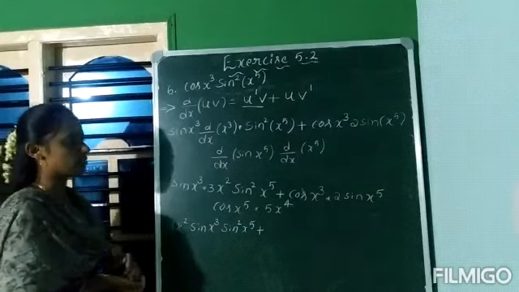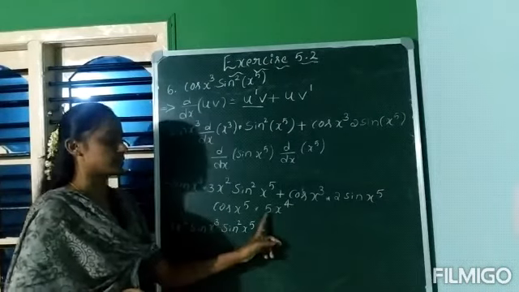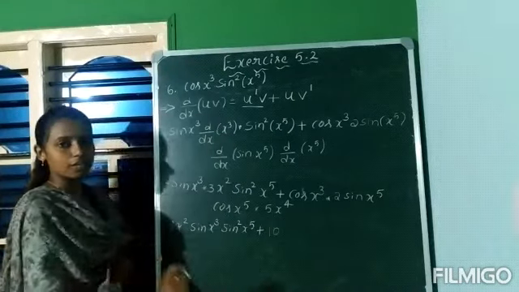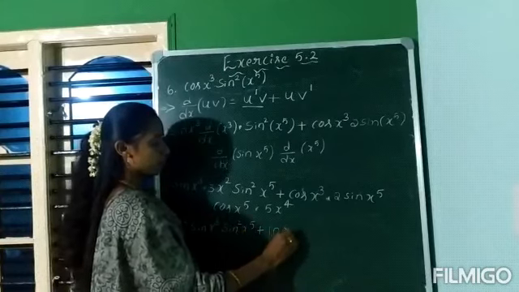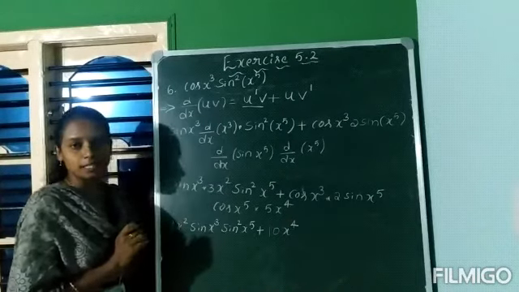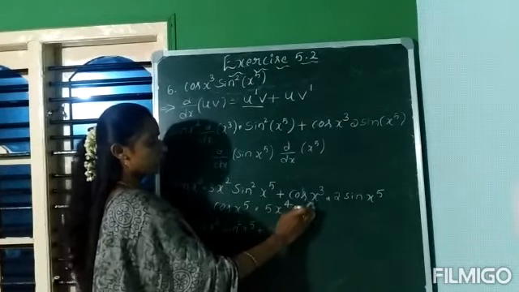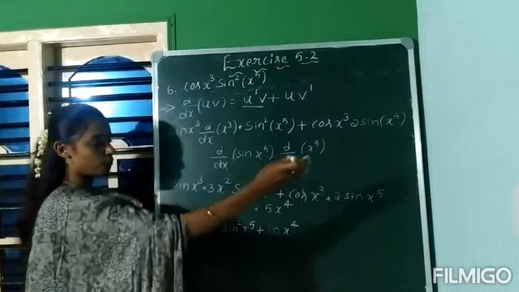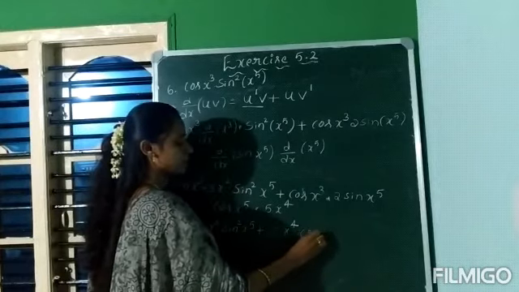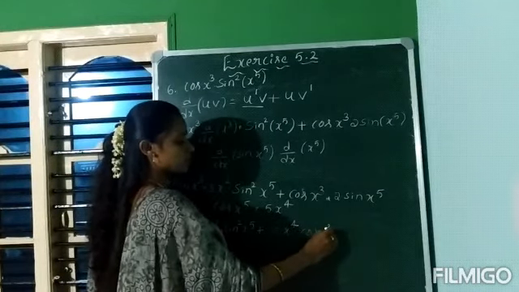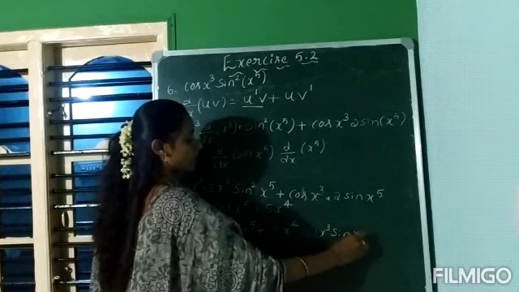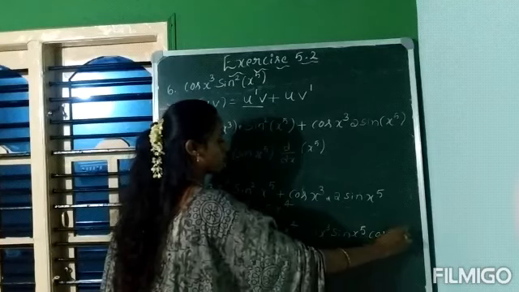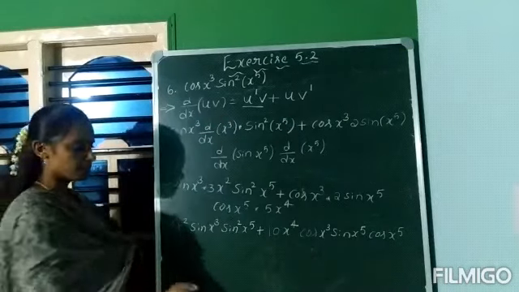Next, the second term: the constant is 2 and 5 is there. 2 into 5 is 10. Next, the variable is x power 4. You just write the remaining trigonometric terms, that is cos x cube and cos x power 5 and a sine x power 5. So I'll just write that as cos x cube, sine x power 5 and cos x power 5. Hope this is clear.